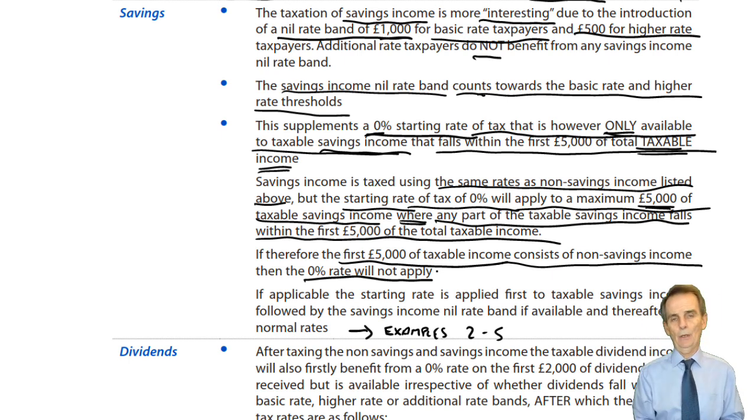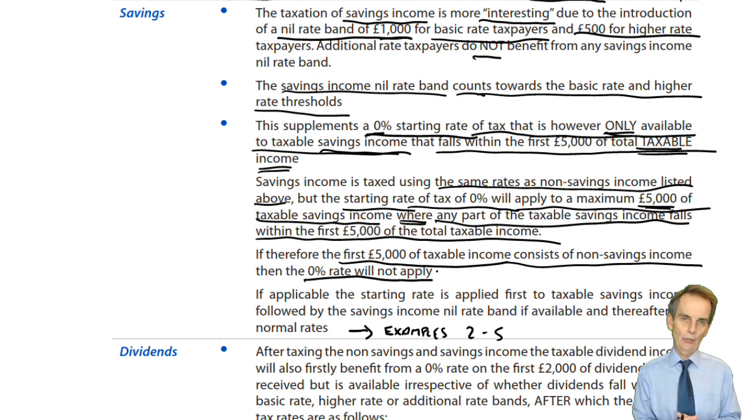15,000 minus £12,500 would be £2,500. That £2,500 would then be taxed at 20%. It's in the basic rate band. But if you had up to £2,500 of savings income, that would then enjoy the remainder of the starting rate band.